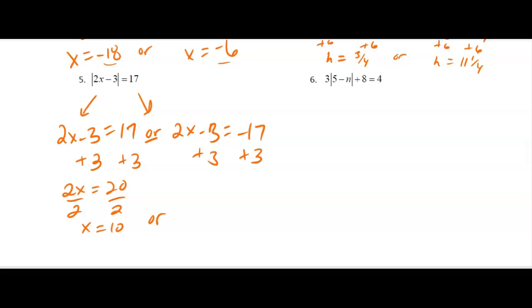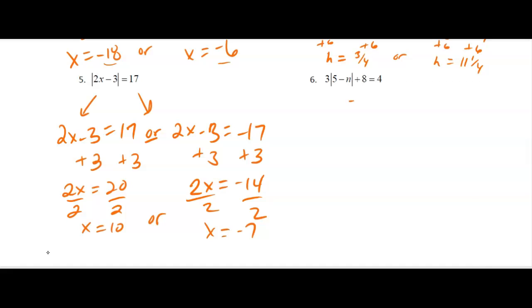after I actually add the 3. So 2x equals negative 14, divide by 2, x equals negative 7. So those are my two answers there, x equals 10 or x equals negative 7. You could check them. 10 times 2 is 20, minus 3 is 17, absolute value of 17 is 17. Negative 7 times 2 is negative 14, minus 3 is negative 17. Again, the absolute value of negative 17 is positive 17.